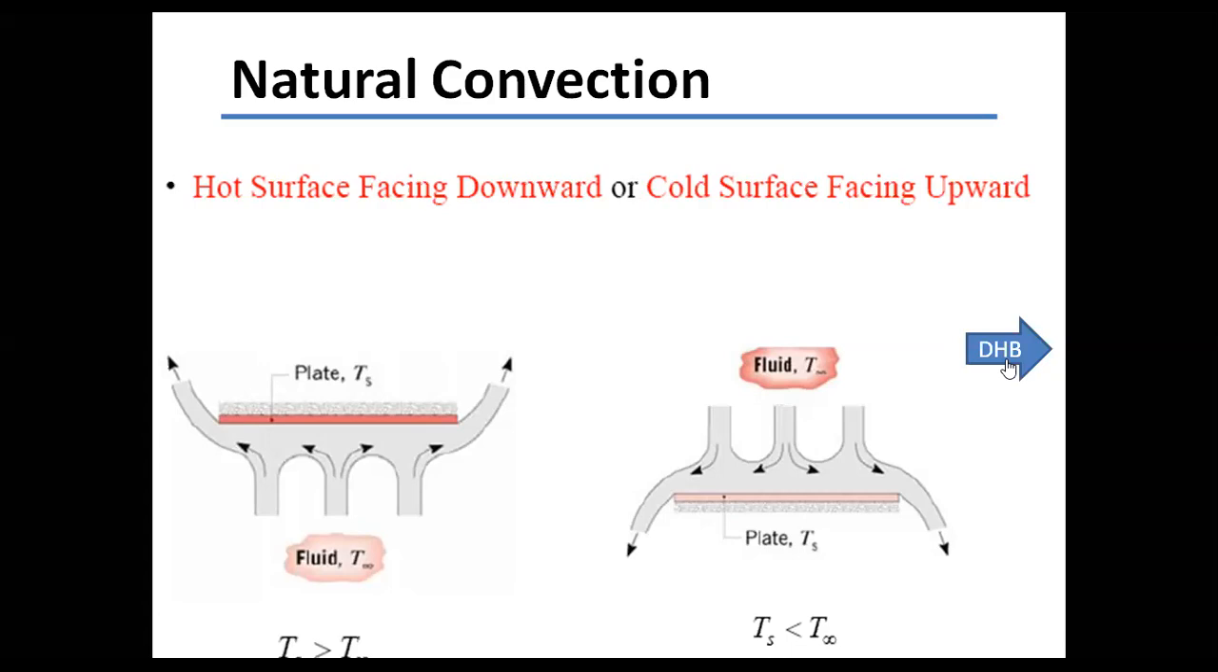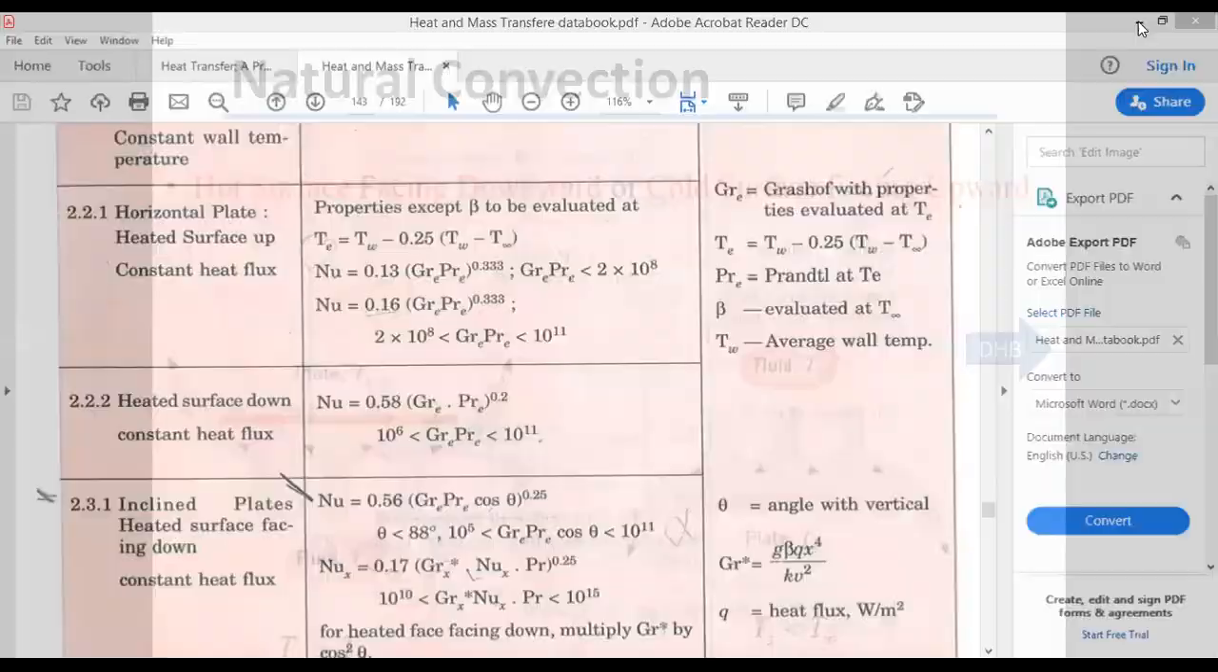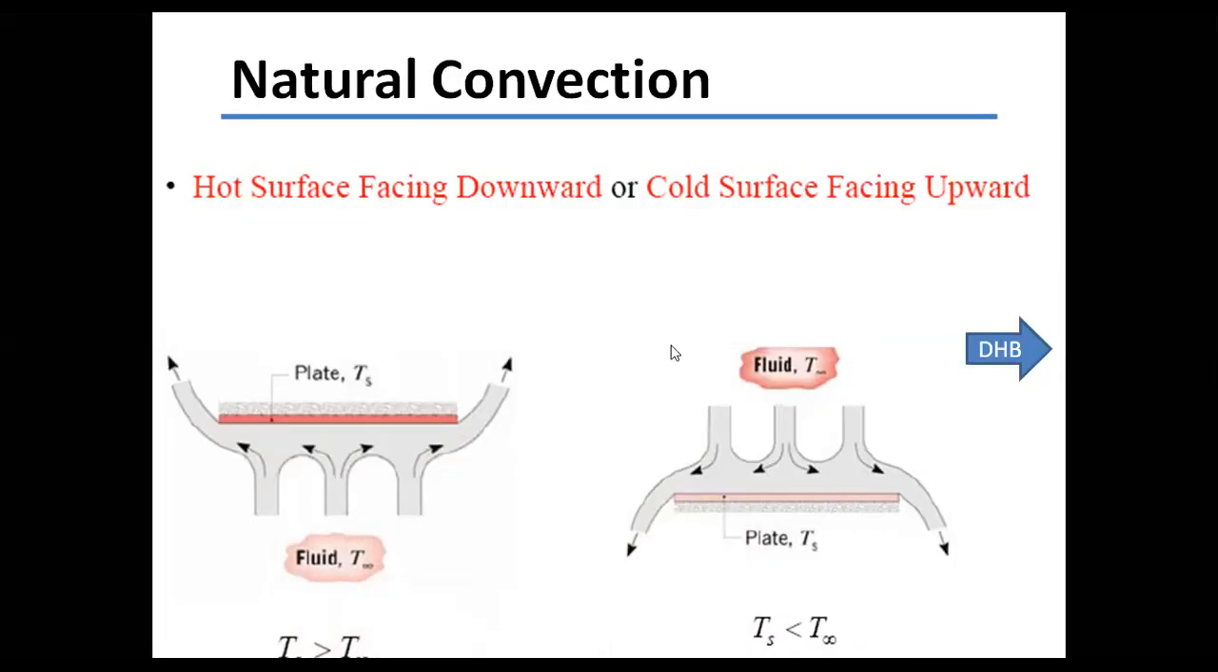If it is an inclined surface, then the equation will be given here. So inclined plates, heated surface facing down, a constant heat flux. This is for a constant heat flux. Like this, you have to make use of different equations that are given in the data handbook and try to solve the problems.